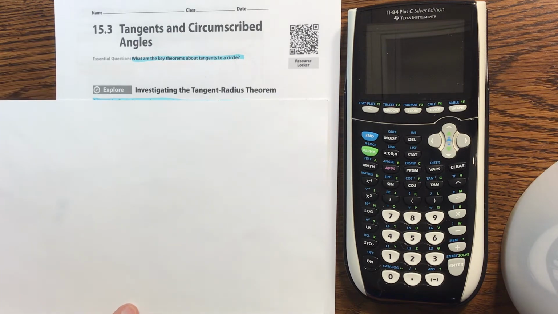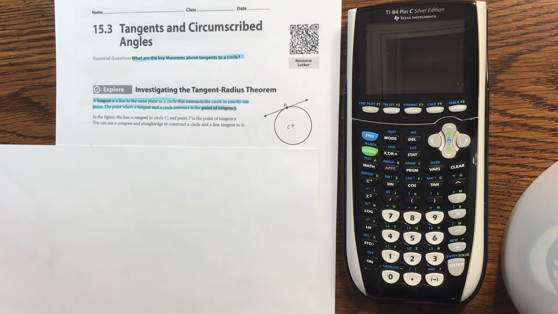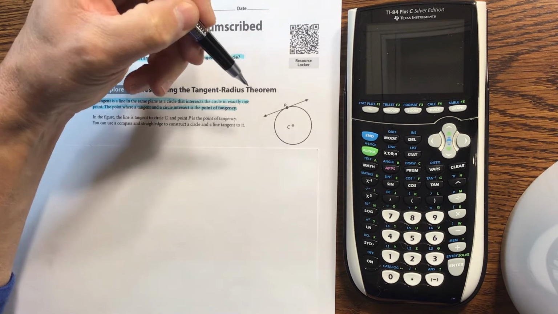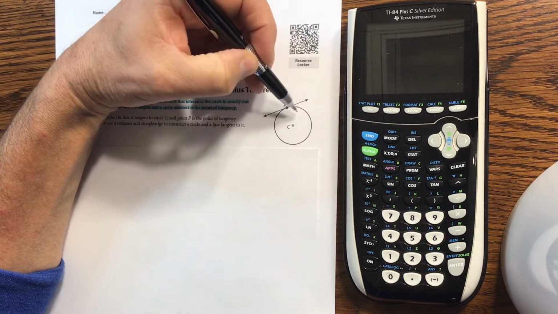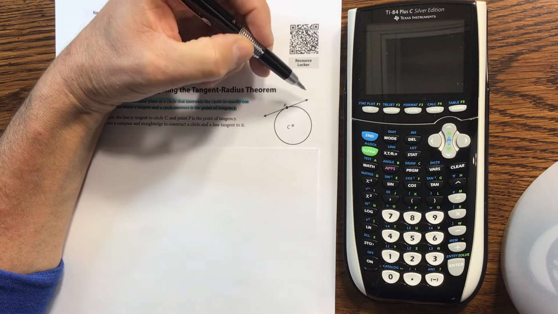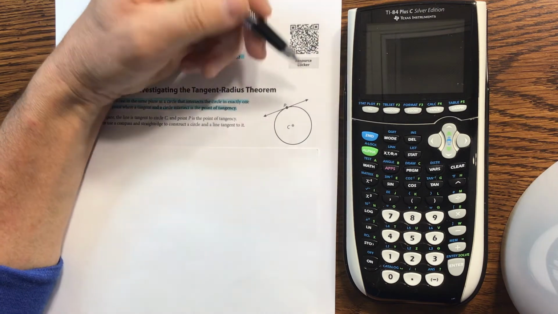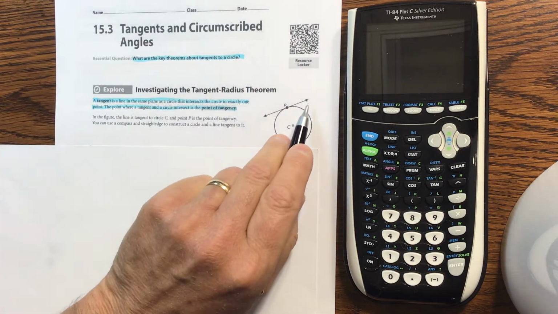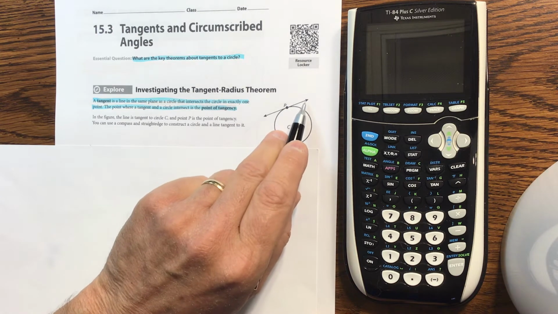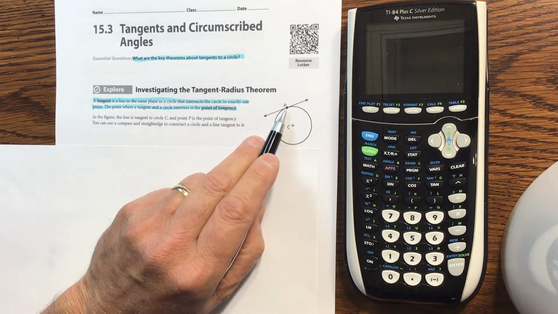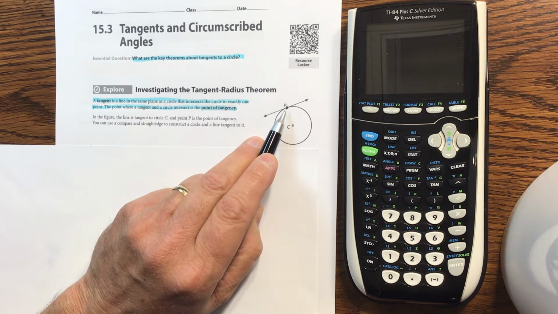The first thing we need to talk about is what they mean by tangents, and then we'll look at what they mean by circumscribed angles. If we have a circle, and we put a point on the circle and draw a line through it, this line that touches the point is called a tangent line. It touches the circle at a point, and that point is called the point of tangency.